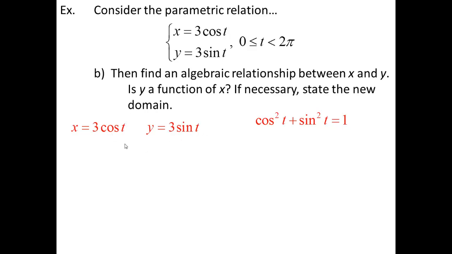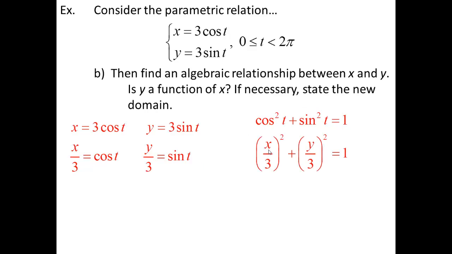In other words, divide both sides by 3, and I would get cosine is x over 3, sine is y over 3, and we can take that and plug it in for cosine and sine. So cosine squared becomes x over 3 squared, sine squared becomes y over 3 squared. Clean it up from here, x squared over 9, y squared over 9, and then just multiply both sides of the equation by 9. It becomes x squared plus y squared equals 9. In other words, standard form of a circle, center at the origin, radius of 3.